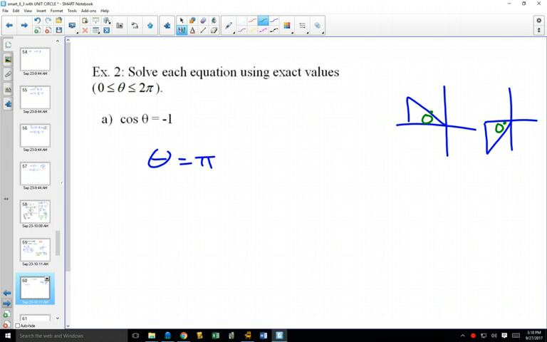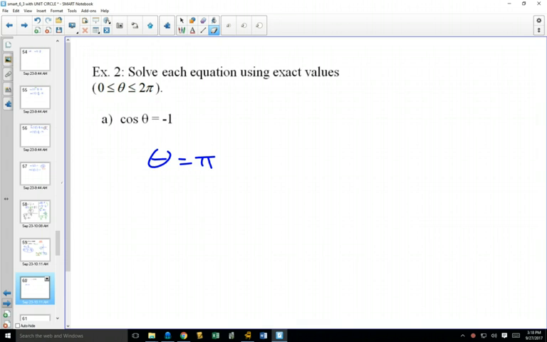But it's much easier to see if you think about your x-coordinate on your unit circle. When do you have -1? Yeah, that's at -1, 0. And that's at pi, or 180 degrees.